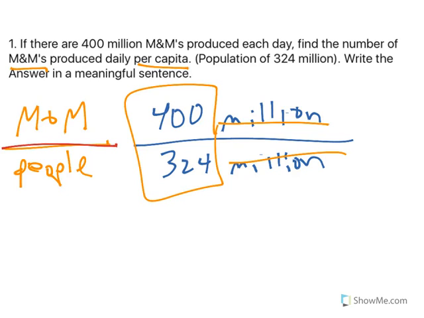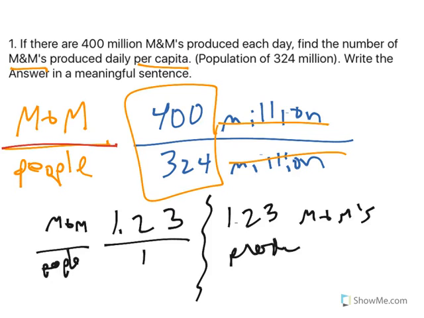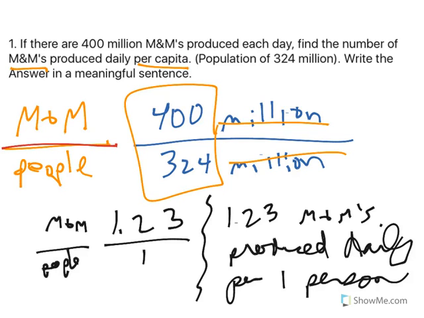And because we want per capita, we want per one person, so we do want to divide. When I divide those two numbers, I get 1.23 over 1. And remember, M&Ms are on top, people are on the bottom. So when you put this in a meaningful sentence, we would say there are 1.23 M&Ms produced daily per one person, or for every person, or something like that.